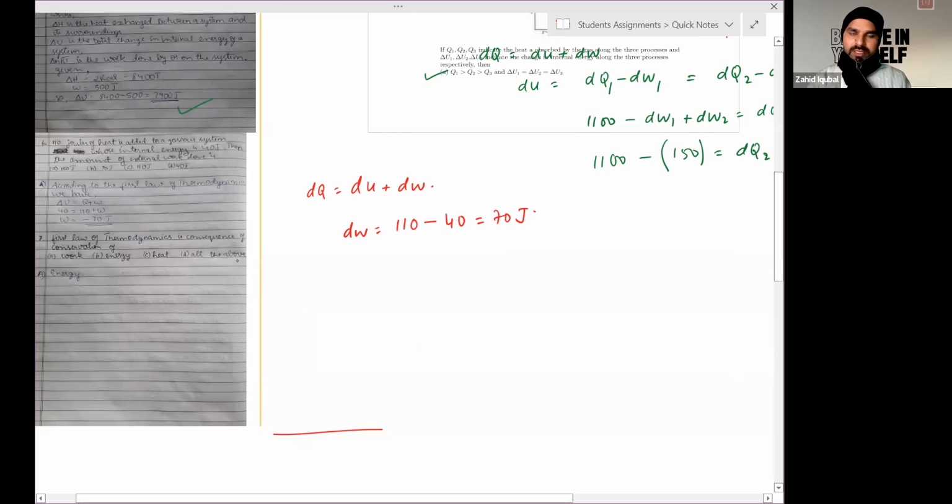There is a difference between chemistry and physics in the concept of work done. In chemistry, we take external pressure. That's why work done will be just the negative of what we take in physics.